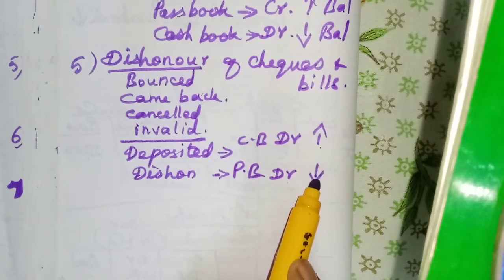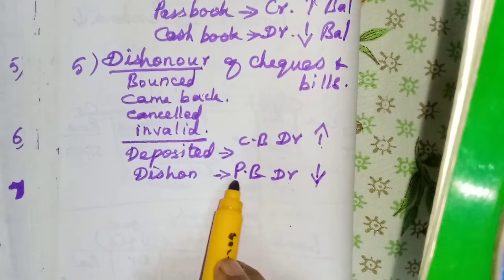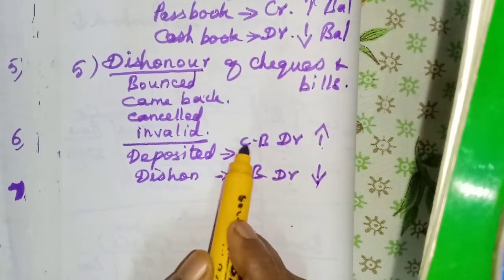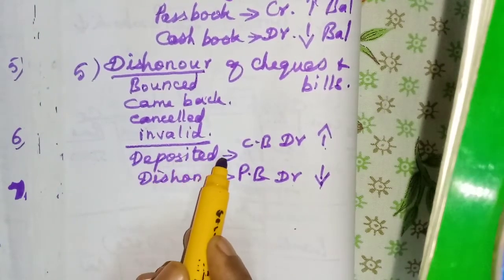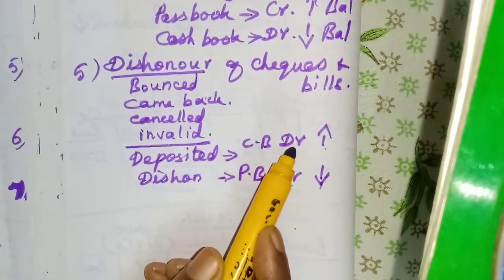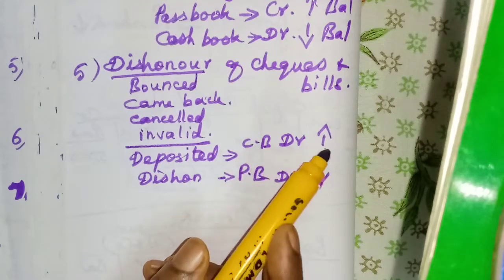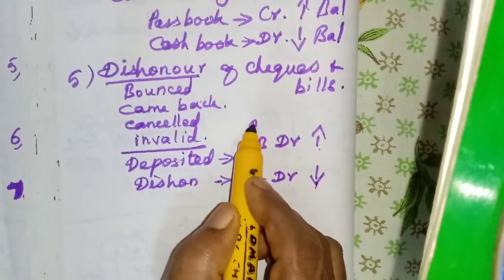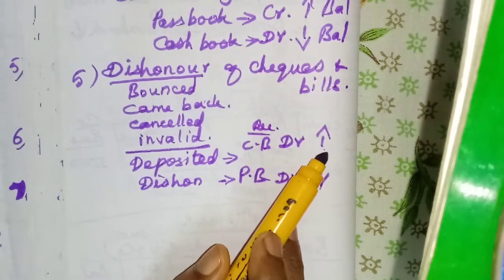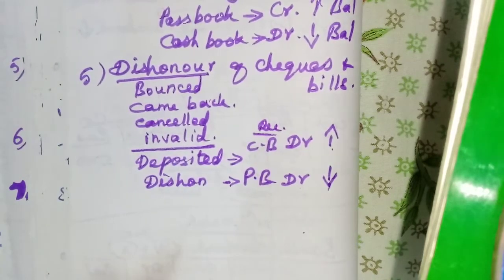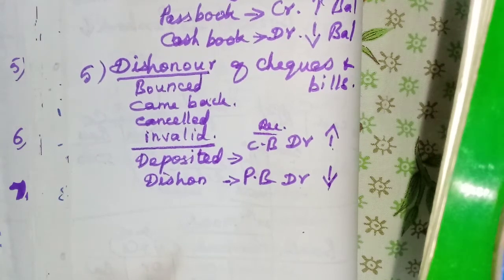So the bank balance, the passbook balance, decreases, while the cash book balance shows more. Because when we deposit a check into the bank, we write it on the debit side, that means receipt, isn't it? Cash book receipts are increasing. If receipts increase, the balance will be more. Understood now the dishonor of check and bill?